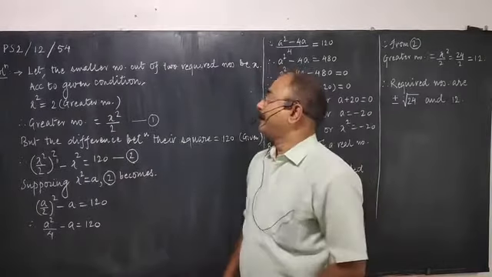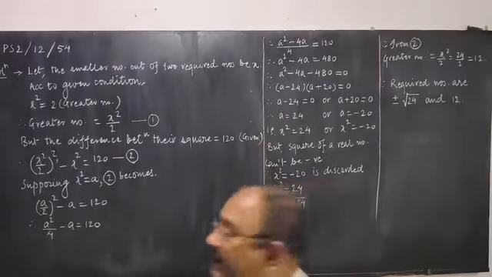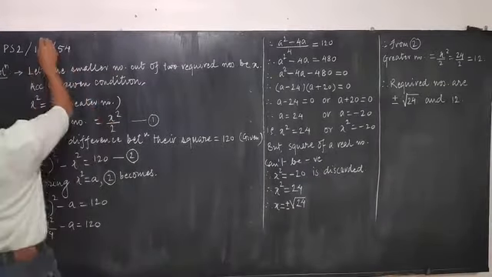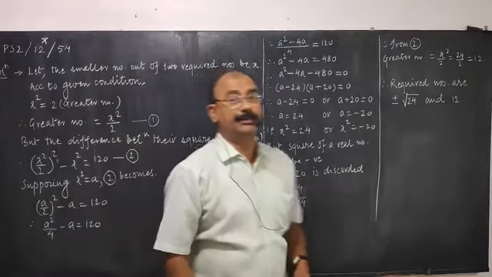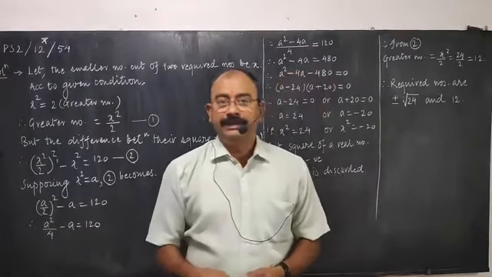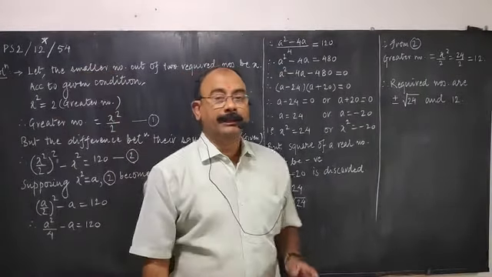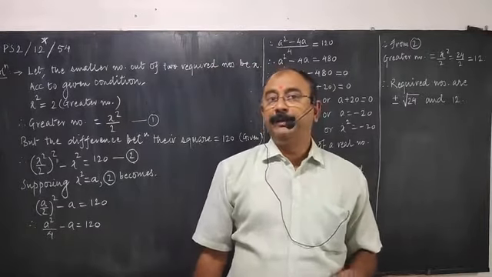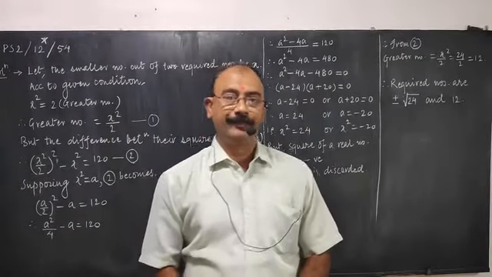Good morning, children. This is problem number 12, a star mark example from practice set 2 given on page number 54. In my opinion, it is a good example. What is the problem? That the difference between the squares of two numbers is 120.